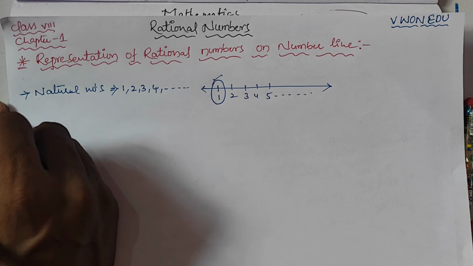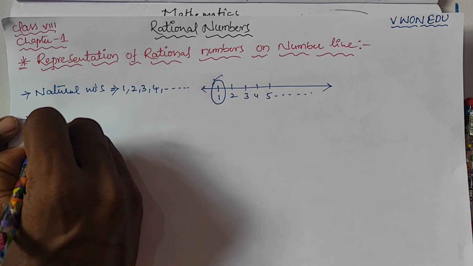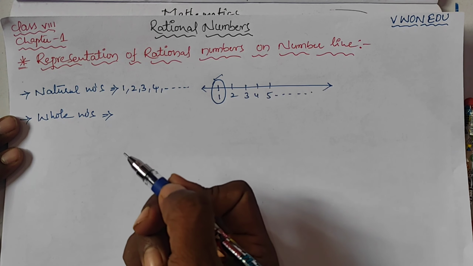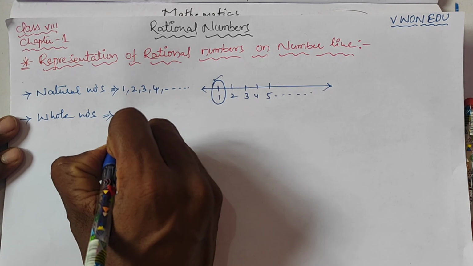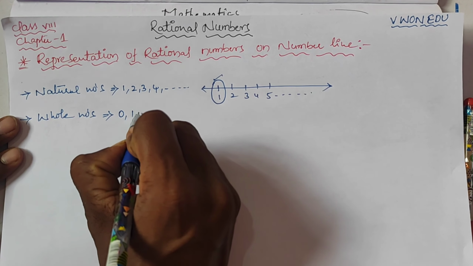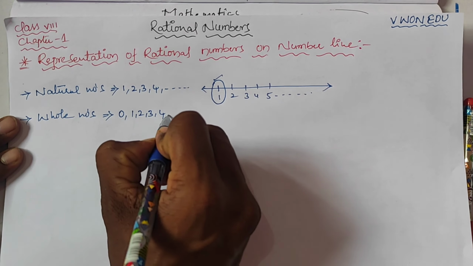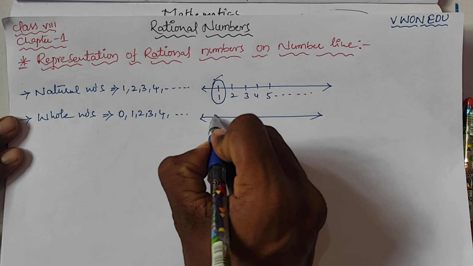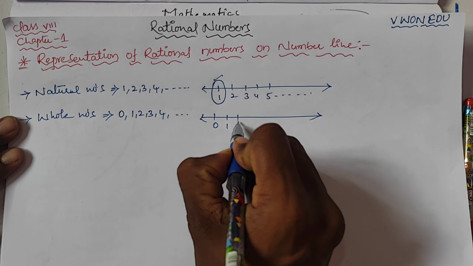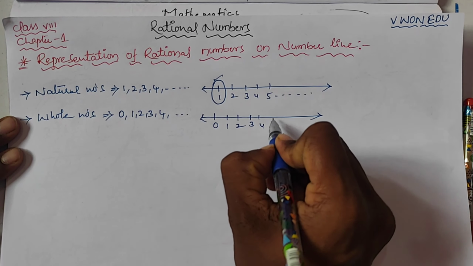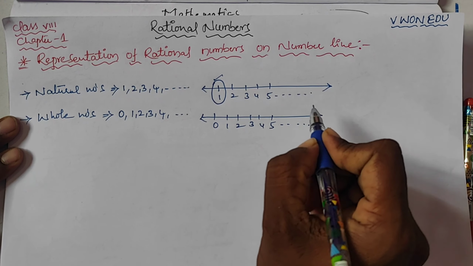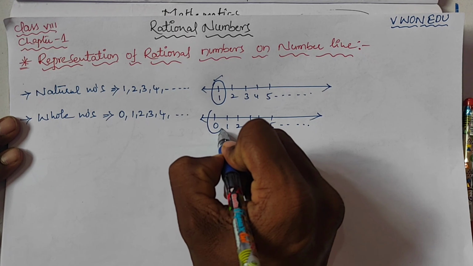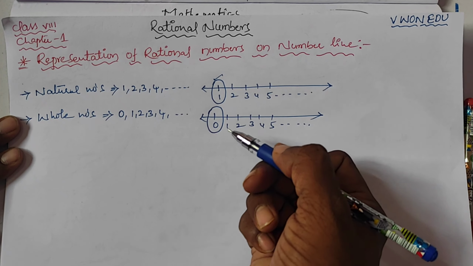The second one is about whole numbers. How will you represent whole numbers on the number line? We know that if you include 0 with the natural numbers, we get the whole numbers, isn't it? So it starts from 0, 1, 2, 3, 4, 5 and so on. So the whole numbers start from 0. So 0 is the least whole number which we can represent on the number line.